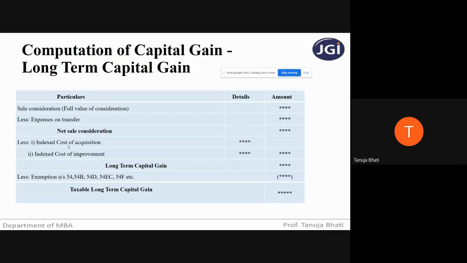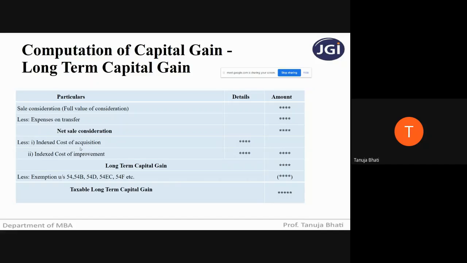Next, indexed cost of acquisition. Students, now cost of acquisition, as you all know, is nothing but the cost of purchase, correct? Now, since it is a long-term capital asset, it means you have held that asset for more than 36 months. So why you have to index that cost of acquisition is you have to bring that asset's value to the present value by using the cost inflation index.